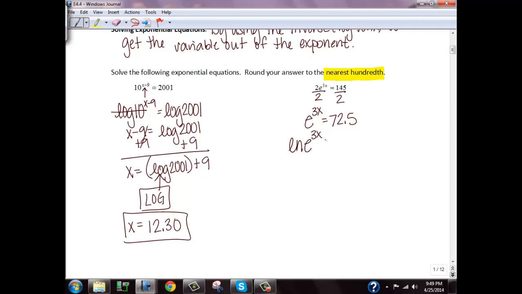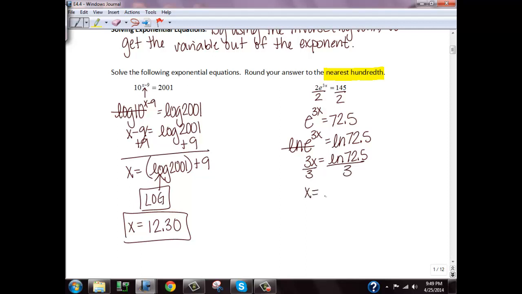ln of e to the 3x is equal to ln of 72.5. My ln and my e will cancel, which leaves me with 3x is equal to ln of 72.5. Again, ln 72.5 is just some number we'll get when we plug in our calculator. So to get x by itself, I need to divide off that 3.